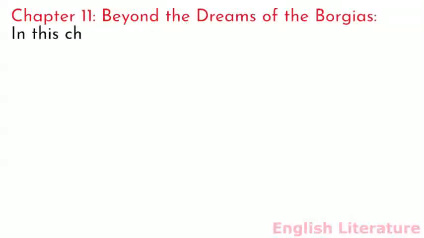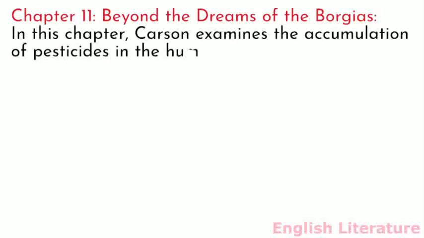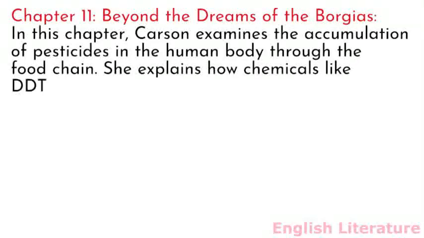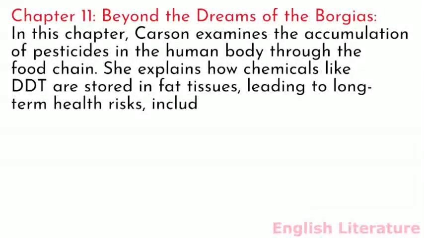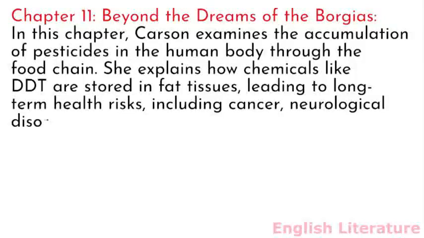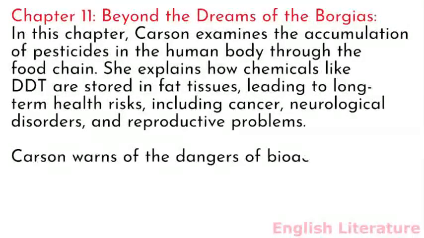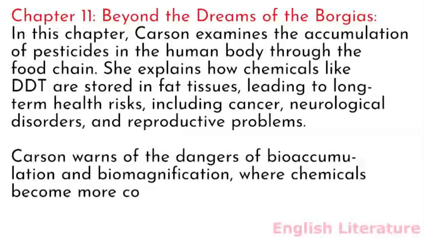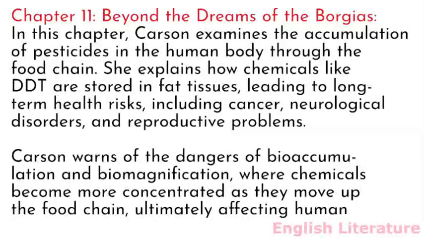Chapter 11. Beyond the Dreams of the Borgias. In this chapter, Carson examines the accumulation of pesticides in the human body through the food chain. She explains how chemicals like DDT are stored in fat tissues, leading to long-term health risks, including cancer, neurological disorders, and reproductive problems. Carson warns of the dangers of bioaccumulation and biomagnification, where chemicals become more concentrated as they move up the food chain, ultimately affecting humans.